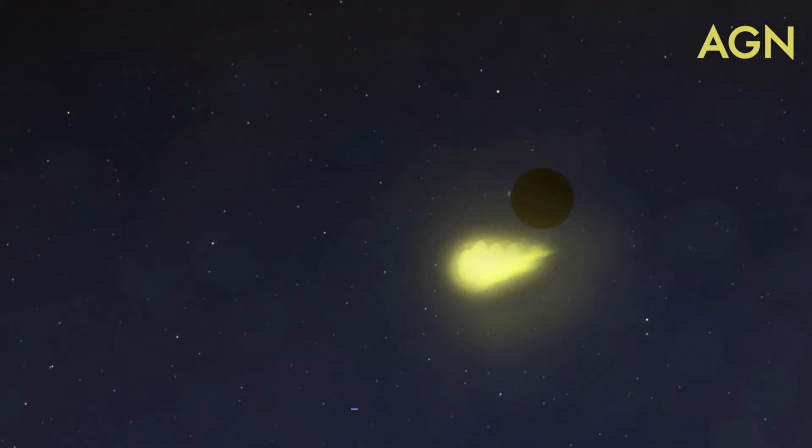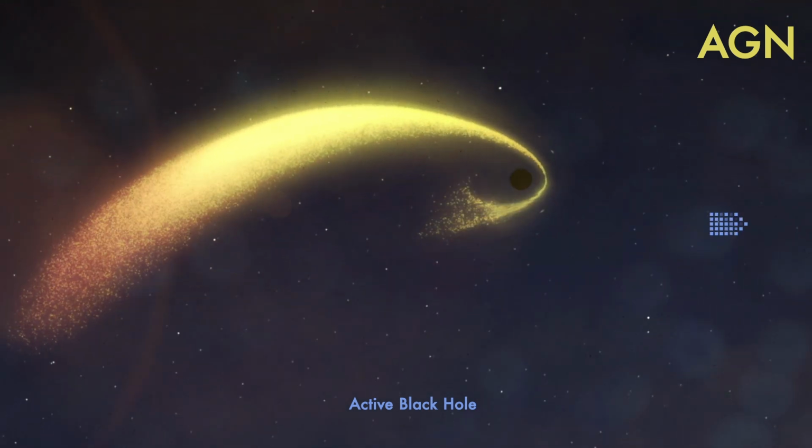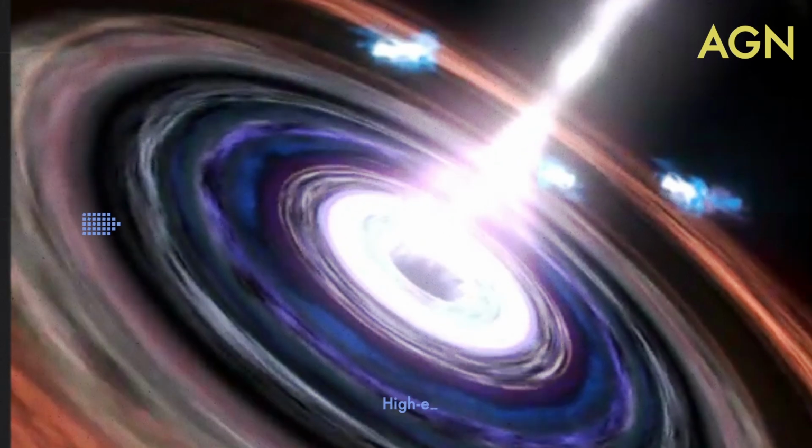An AGN is where you have a supermassive black hole at the center of a galaxy, and occasionally there's gas or a star or something that gets too close to the supermassive black hole and it begins to get pulled in by gravity. But when it does that, it releases a huge amount of energy.